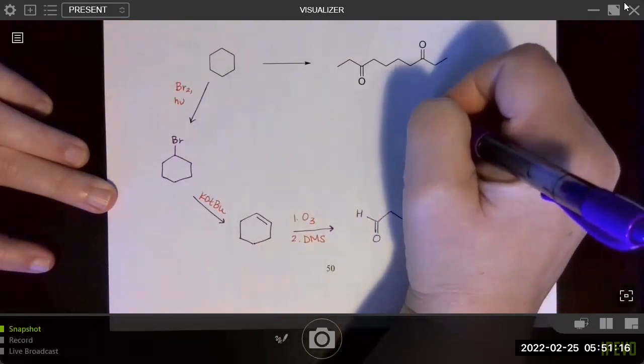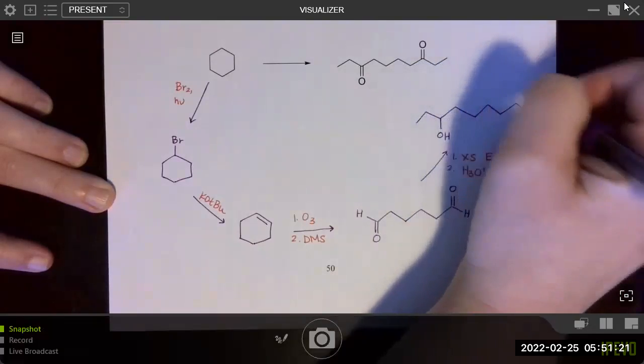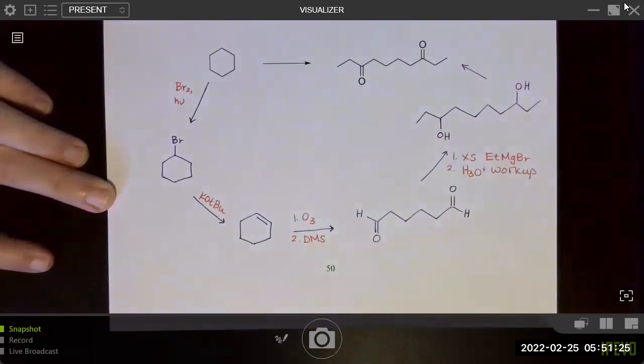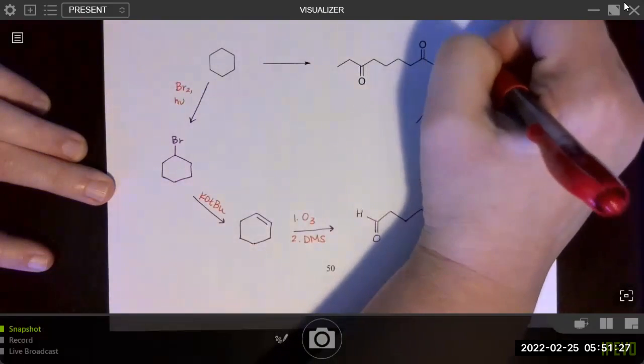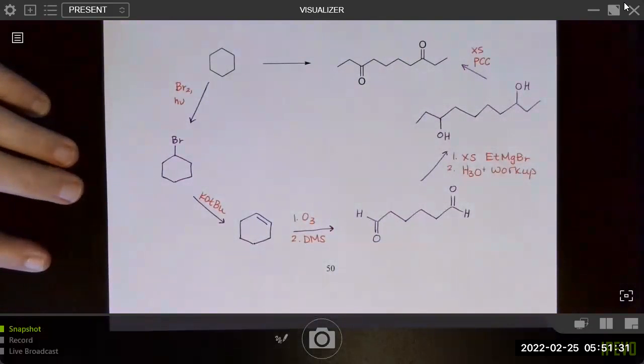That will end up giving us secondary alcohols, which we can oxidize through excess PCC to the two ketones.